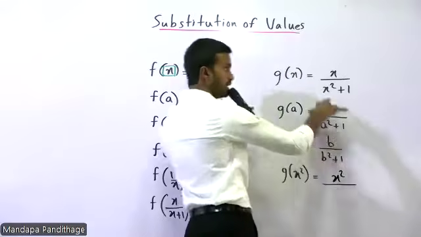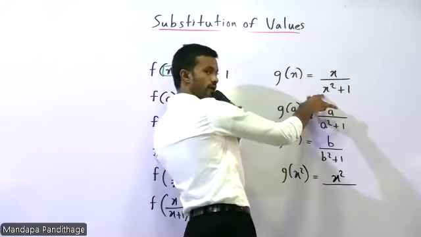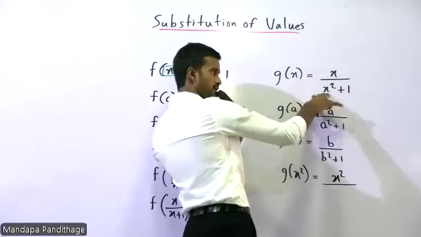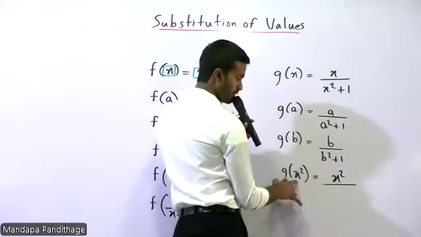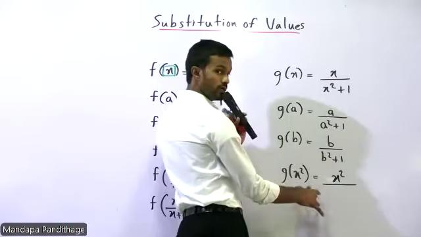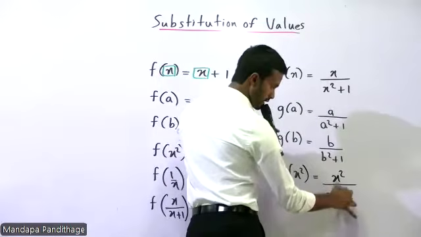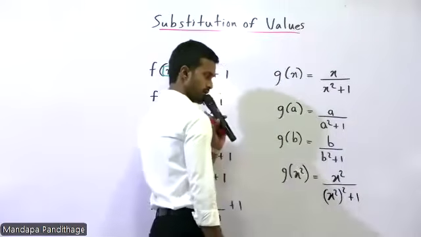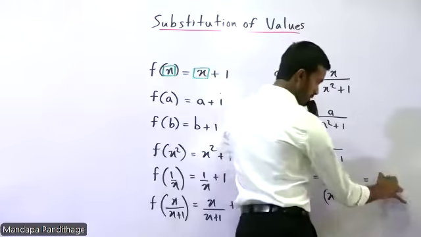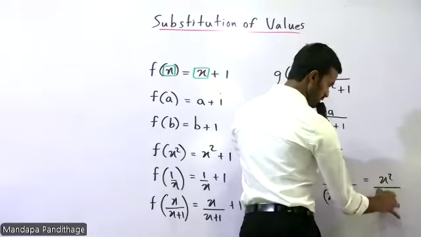But tell me, here when we have x, it's x squared. Here it's x squared. A, it's a squared. B, it's b squared. Then tell me, if we have x squared, what should be here? The square of x squared, x squared has been squared, plus 1. So if you want, you can simplify it: x squared over x to the power 4 plus 1.